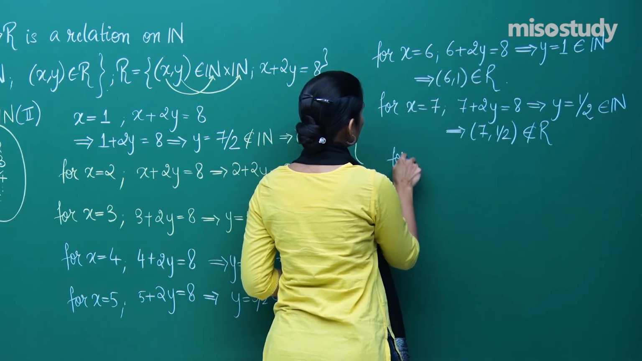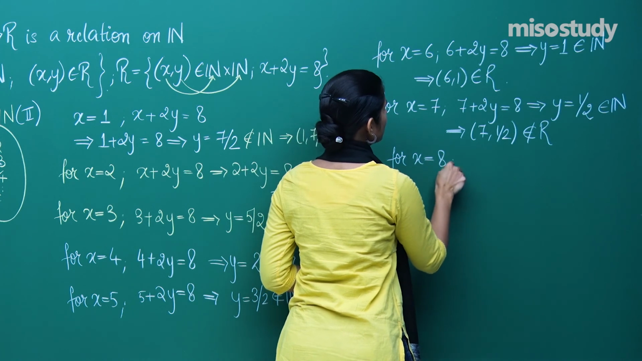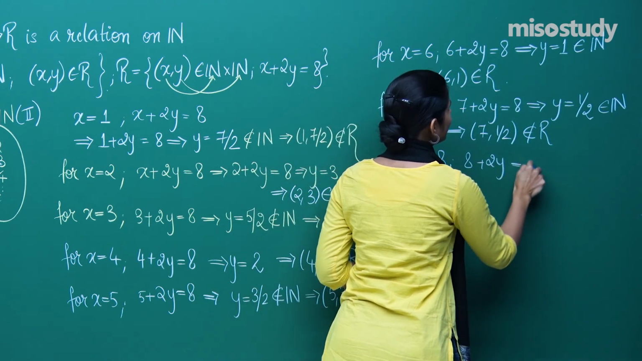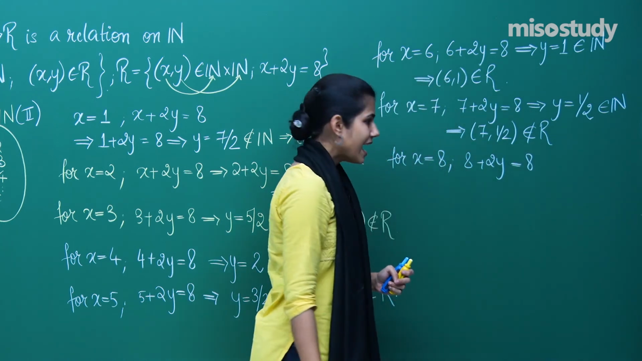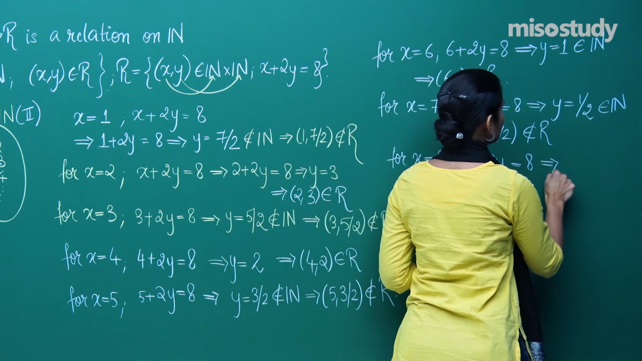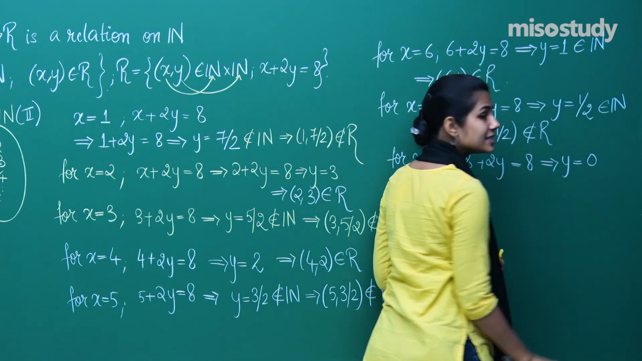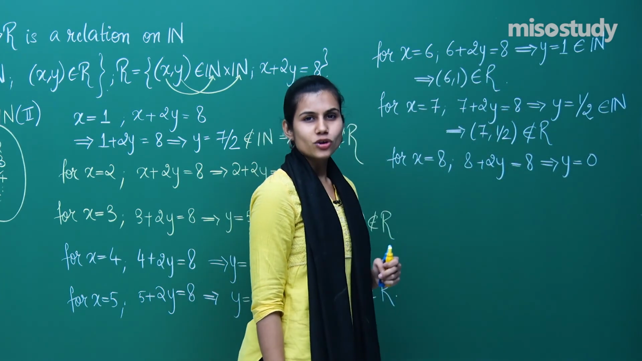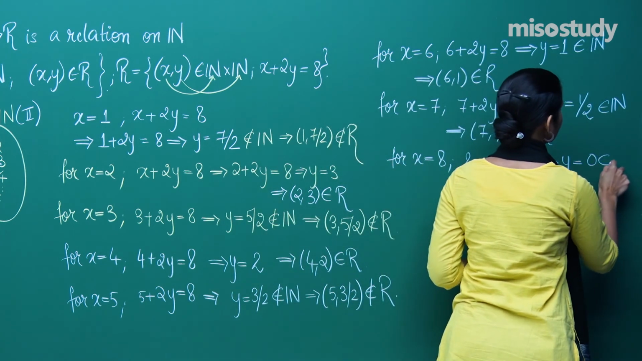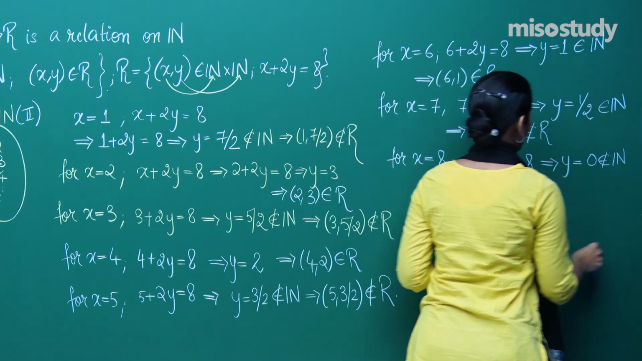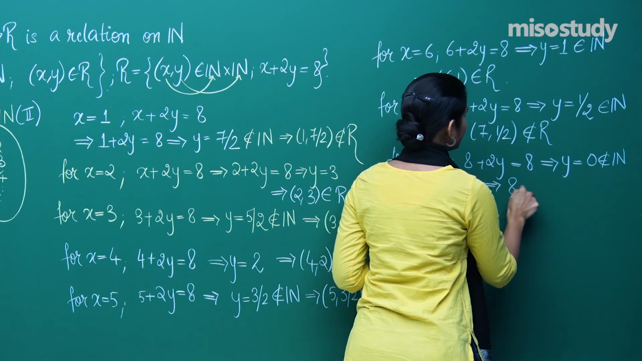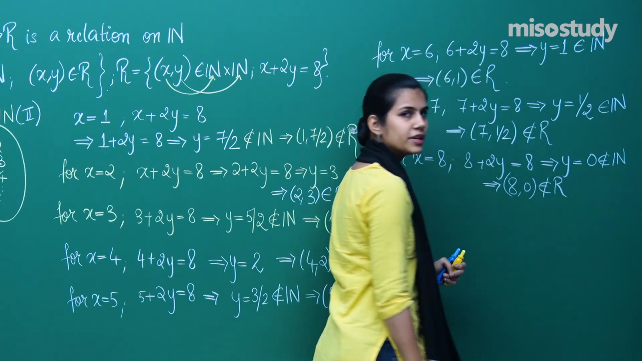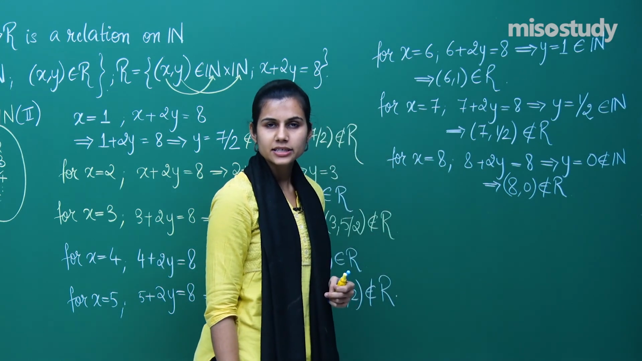Moving to x equals 8, I want a y such that 8 plus 2y equals 8. And this means you get y equals 0. Now 0 again is not a natural number. And that is why 8 is not related to any of the natural numbers in the second set.